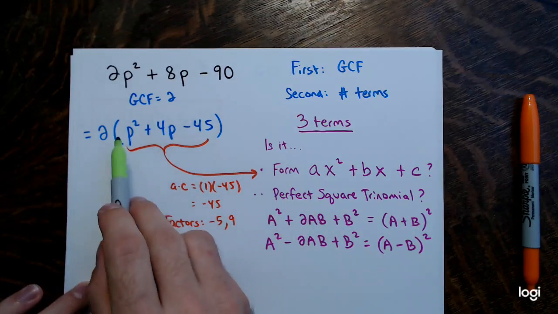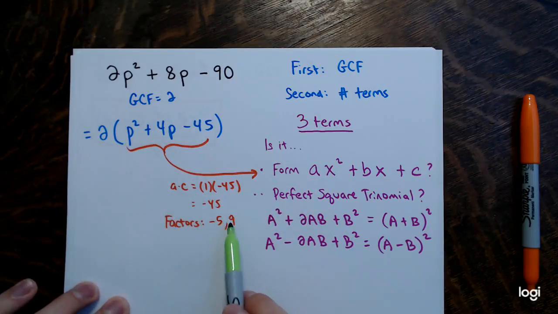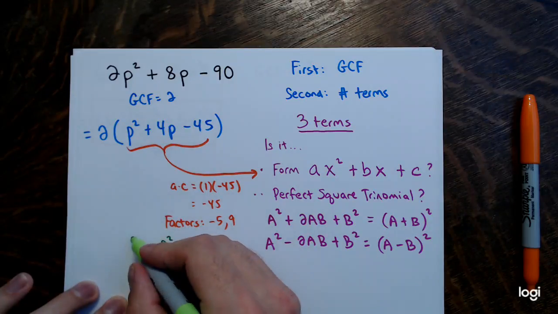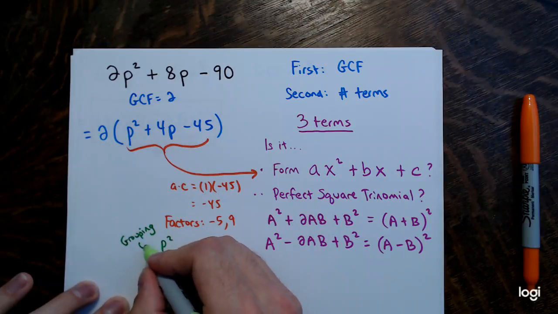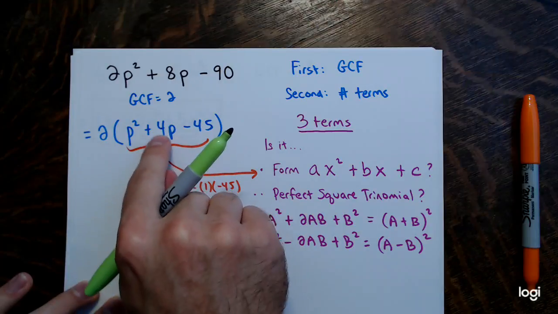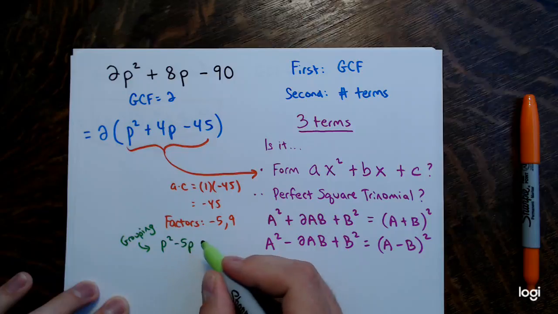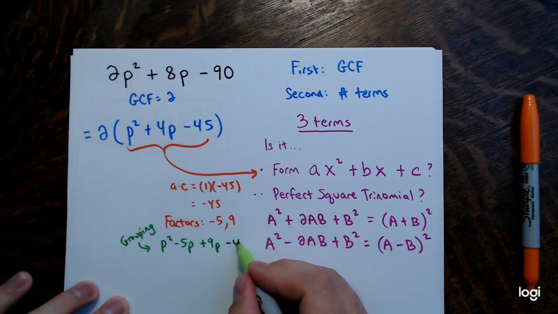Now because the a is 1, this is 1p squared. I know that the factors of this are going to be p minus 5 and p plus 9. Remember that little shortcut? But you could also do the grouping thing, where I take the negative 5 and 9, this pair of factors I found, and rewrite the middle term. So instead of positive 4p, I rewrite minus 5p and then plus 9p. That's the same thing as positive 4p, and then minus 45.